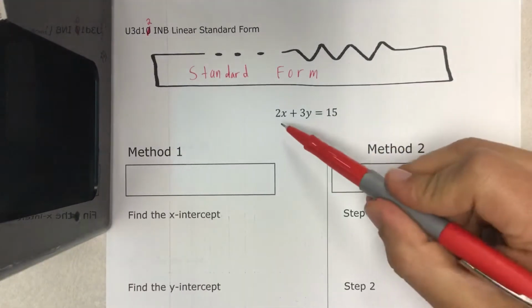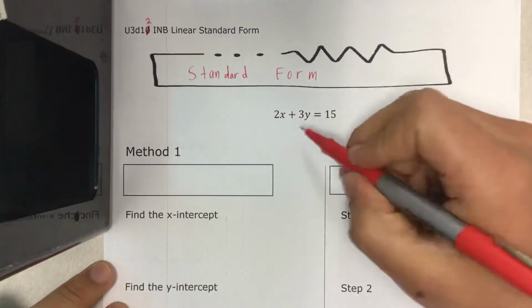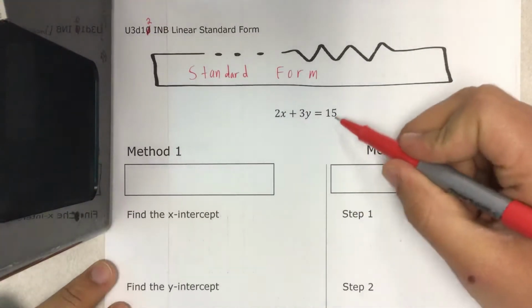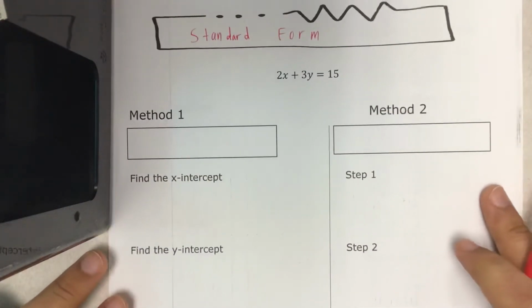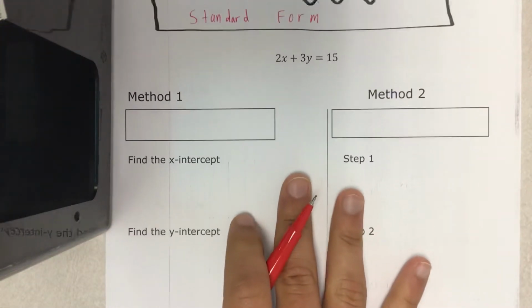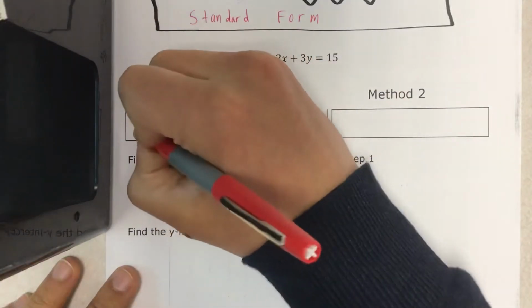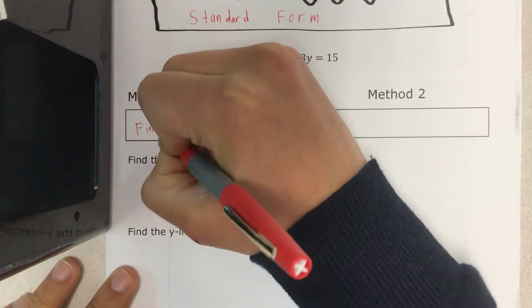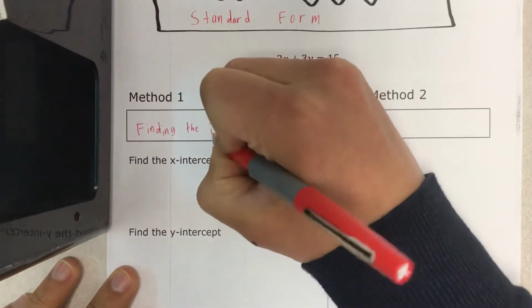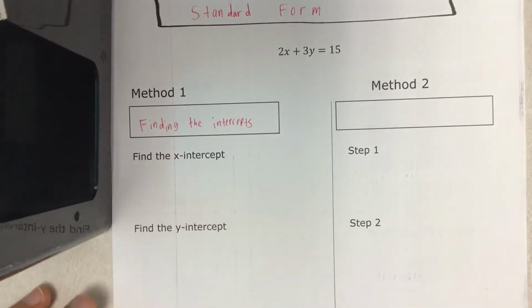So this equation right here, 2x plus 3y equals 15, that's in standard form, okay? Because I have a number in front of the x here, a number with a y there, and then a number by itself at the end, okay? That's standard form. So there's two methods that we can go about using this standard form equation so that it's useful for us, okay? The first method is going to be finding the intercepts. Okay, because remember, we can find the x-intercept and the y-intercept. So the first one we're going to find is the x-intercept.